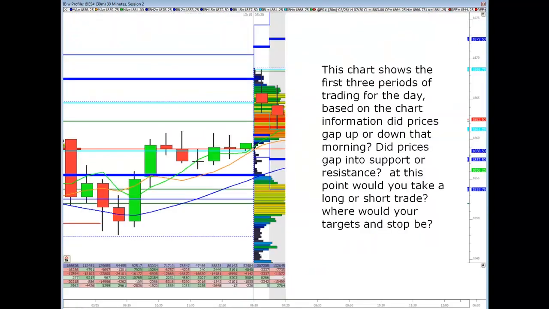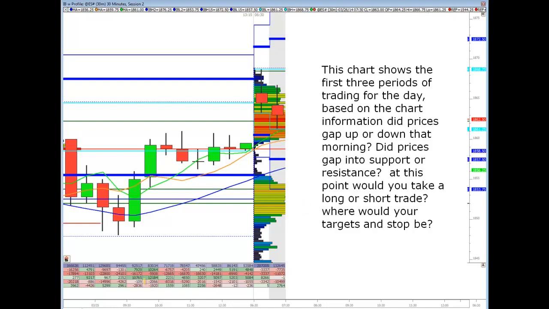All right, on to our third and last question. This chart shows the first 3 periods of a trading day. Based on the chart information, did prices gap up or down that morning? Did prices gap into support or resistance? At this point, would you take a long or short trade? Where would your targets and stop be?